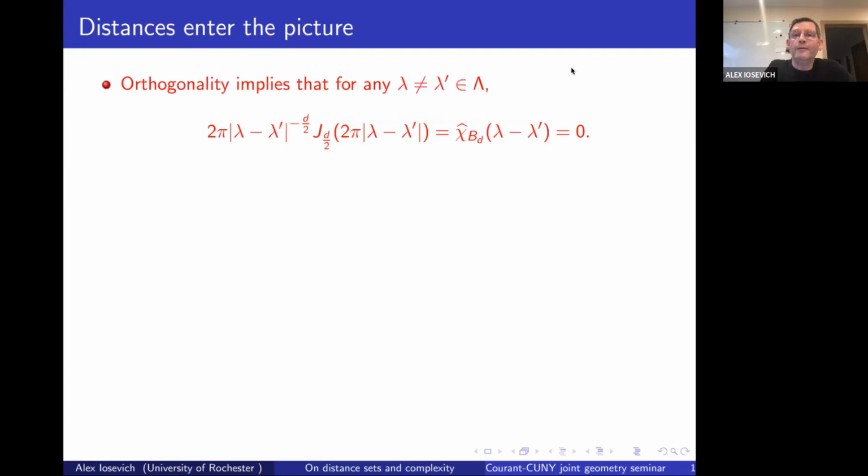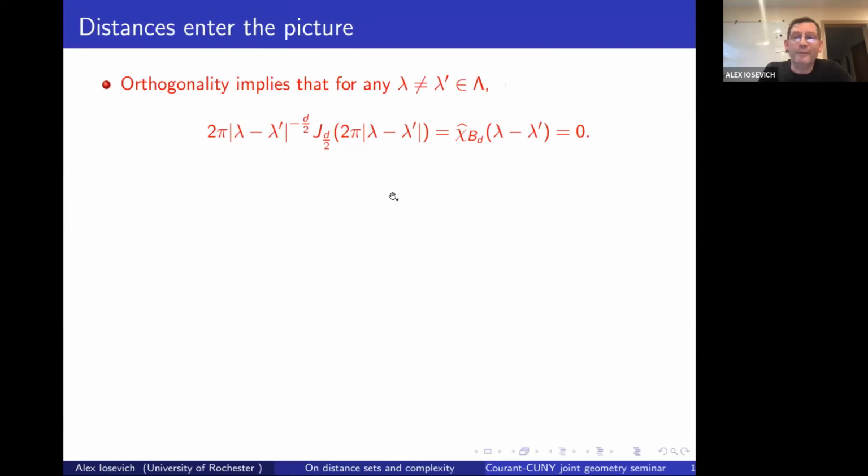Okay, and what does orthogonality mean? Orthogonality means that the Fourier transform of the indicator function of the ball is 0 on the difference of any two elements of the putative spectrum. And the Fourier transform of the indicator function of a ball is given here in the explicit form. And what it tells us is that the distance between any two elements of the putative spectrum is a 0 of the Bessel function of order d over 2.